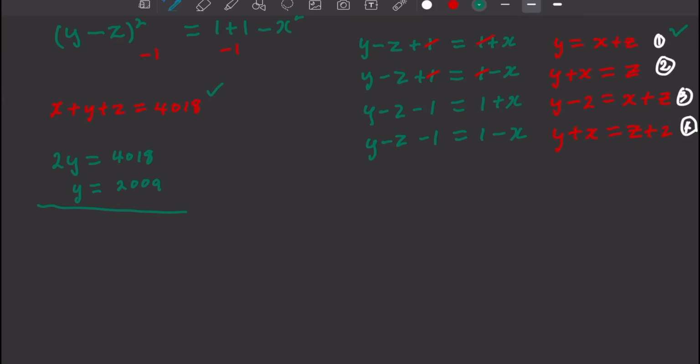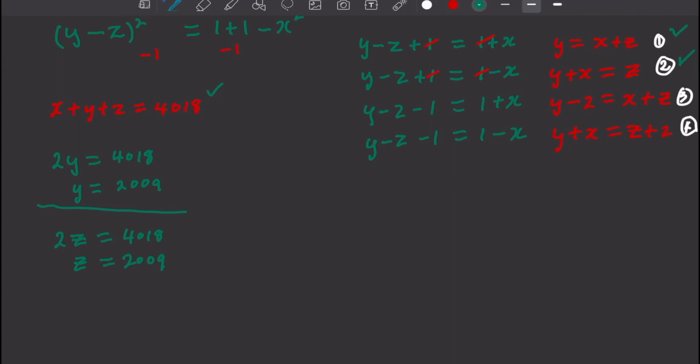We're then going to substitute y plus x equals z. So if we substitute y plus x equals z, we're going to get 2z is equal to 4018. So z is equal to 2009. So we've substituted equation 2 into x plus y plus z equals 4018.